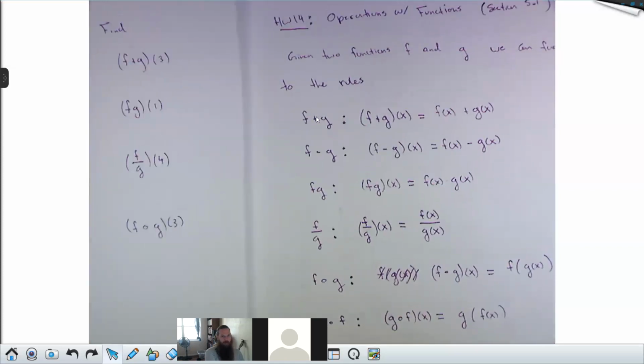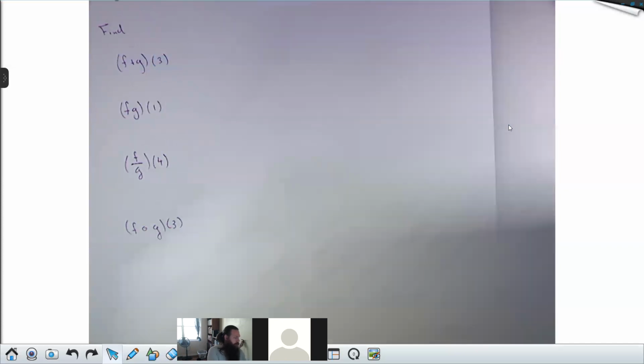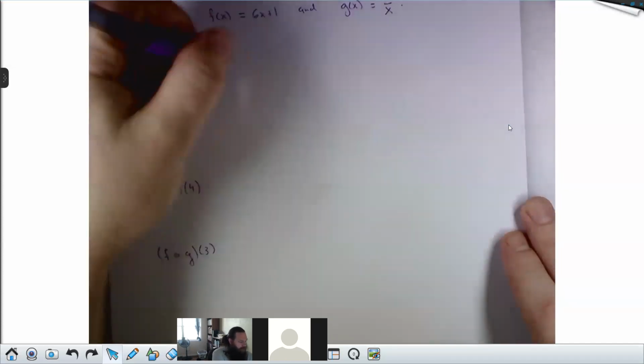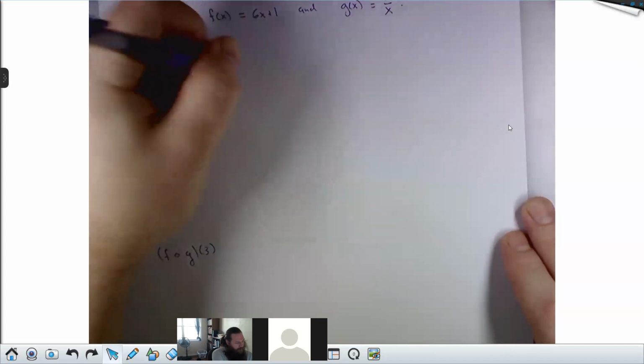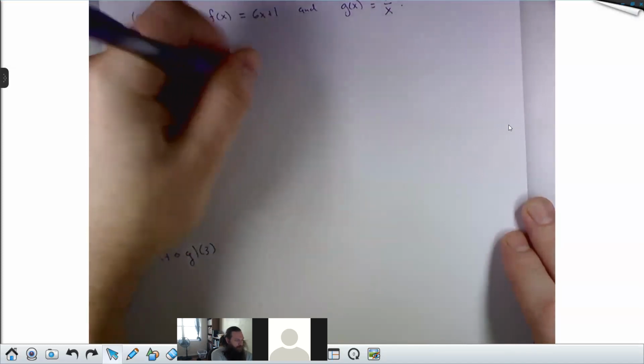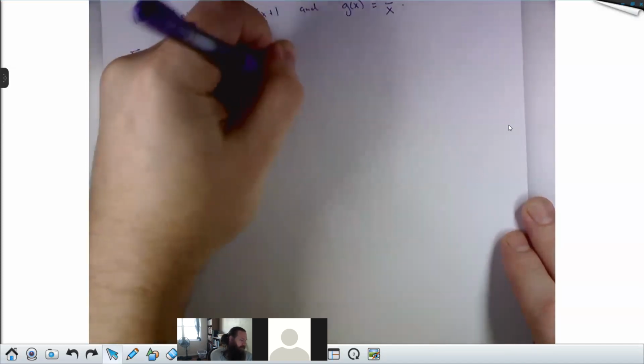Just trust the definition. So if I want to find f plus g of 3, I need to start with the definition of f plus g of x. F plus g of anything, remember x is just a symbol that stands for a number. Here 3 is the number that I've plugged in for x. This should be f of that thing plus g of that thing. So f plus g of 3 is f of 3 plus g of 3.